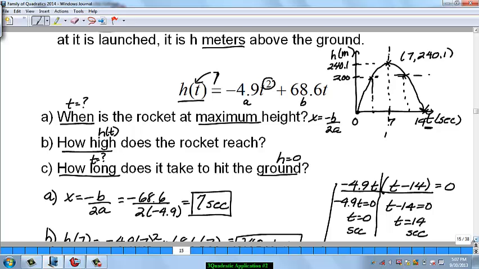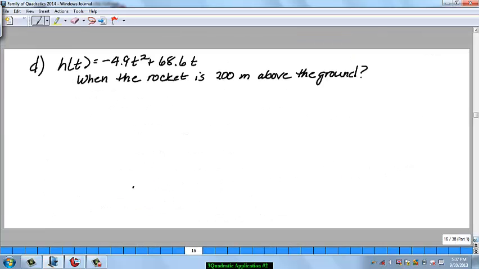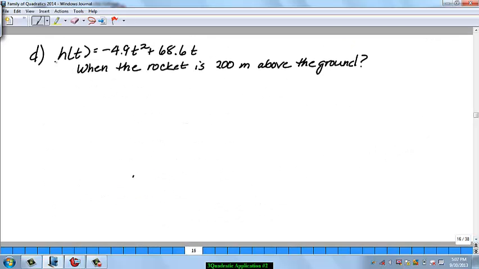So we're looking at the height has to be 200 meters. So in this whole spot here, I'm going to put 200. I want to know when, so I want to know time when it reaches 200. So this is what we're going to do. We put 200 there, so I'm going to put negative 4.9 t squared plus 68.6 t equals 200.